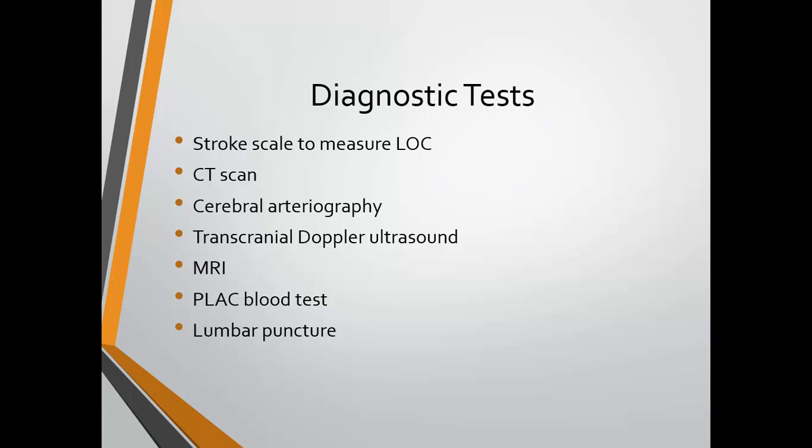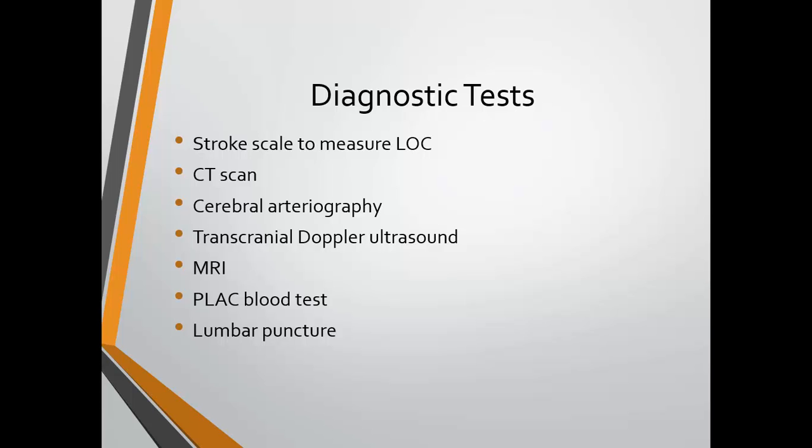Your stroke scales also, in addition to measuring level of consciousness, look at vision, facial paralysis, their motor abilities, ataxia, sensation, language, and attention. Your cerebral arteriography is basically when they're going in and looking to see what the cause of the stroke is, if it's an AV malformation or from an aneurysm, and so they can actually inject dye into the vessels in the brain and visualize those areas, and hopefully treat those before a stroke happens.